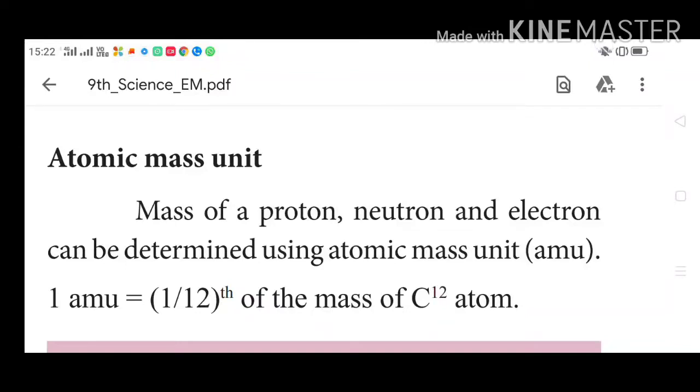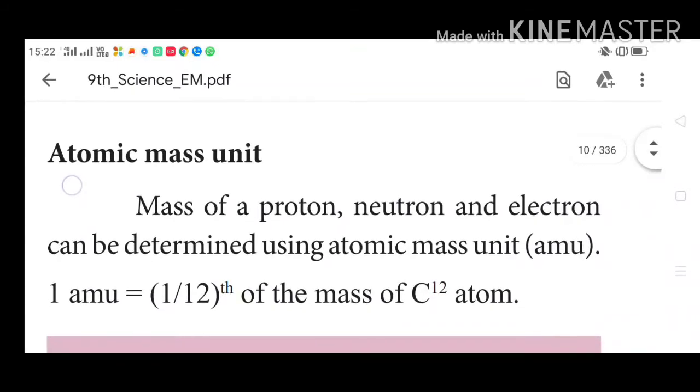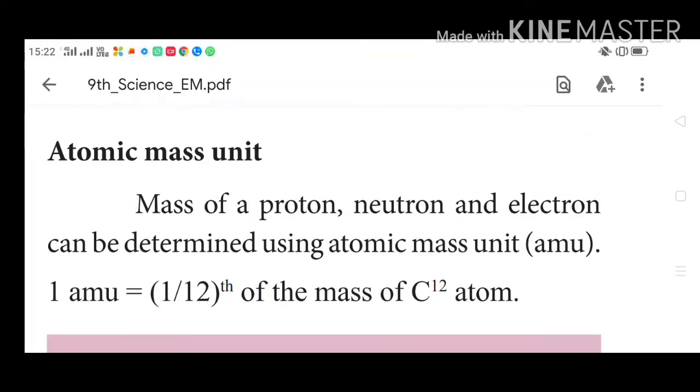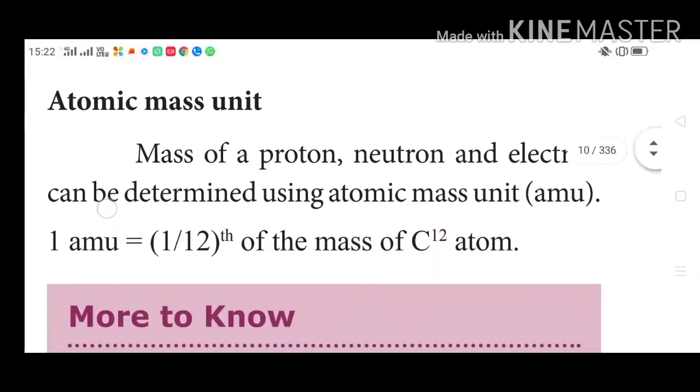Students, now the new topic is atomic mass unit. Larger mass can be measured by kilogram. How can we measure the mass of an atom, the mass of molecules? It is measured by a new system called atomic mass unit. The mass of a proton, neutron, and electron can be determined using atomic mass unit. 1 AMU is equal to 1 by 12th of the mass of a carbon 12 atom. The carbon atom is divided into 12 parts, and one of them is taken as the atomic mass unit. Listen clearly and get the knowledge of atomic mass unit.